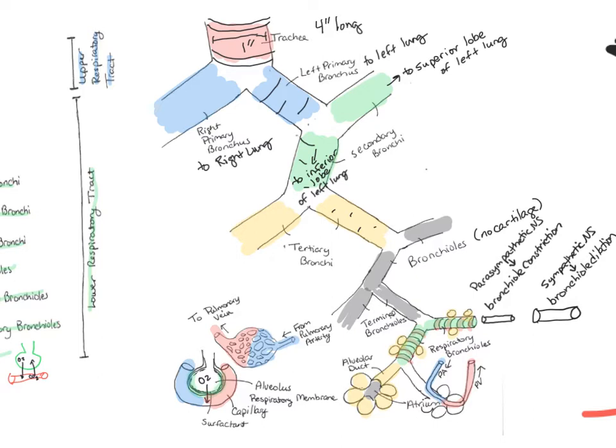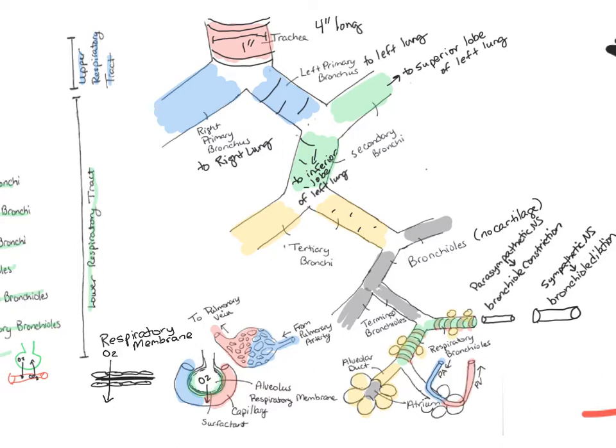The respiratory membrane is going to include the lining of the alveolus, a basement membrane, and the lining of the blood vessel. So those three things make up the respiratory membrane. So any gases that come down into the alveolus have to cross all three of those things.